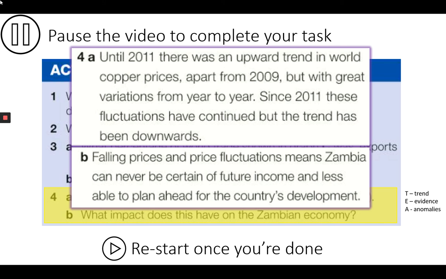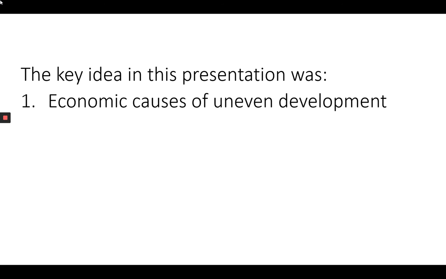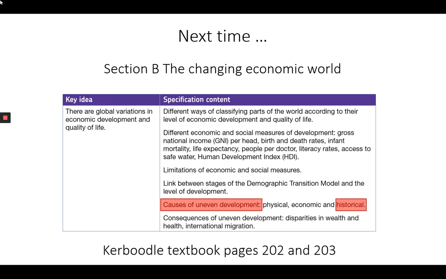We're almost at the end now. So, we've covered 2 of the 3 causes of uneven development, the physical causes and the economic causes. There's just one more to go. Next time, we'll be investigating the 3rd and final cause of uneven development, the historical causes, as highlighted in the extract. If you know anything at all about colonialism, then that's where we're heading.